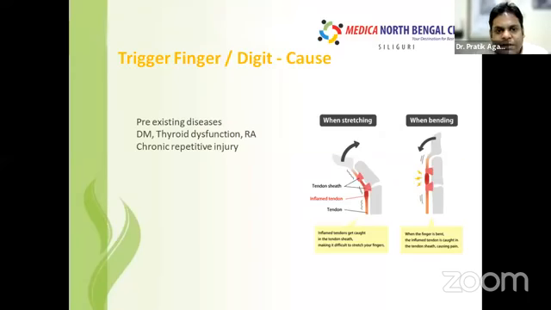Again, the cause: it is mainly common in patients having diabetes mellitus or thyroid dysfunction, and also common in patients with rheumatoid arthritis, and those patients, as I was already mentioning, who do repetitive work. For example, mouse workers, drawing people, artists who write a lot, novelists, this kind of people tend to get this condition, and it's called a trigger finger.